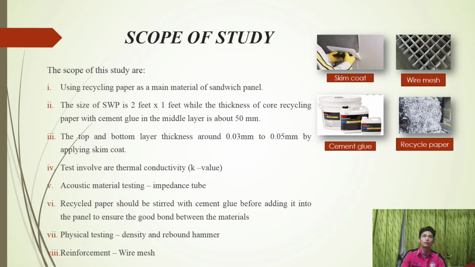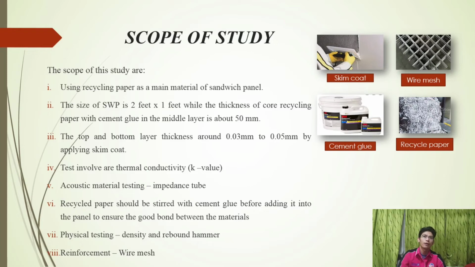For the scope of this study, first, we use recycled paper as the main material of the sandwich panel. The size of the sandwich wall panel is 2 feet by 1 feet, while the thickness of the core, recycled paper with cement glue in the middle layer, is about 50 mm, and the top and bottom layer thickness is around 0.03 mm to 0.05 mm by applying a skim coat.